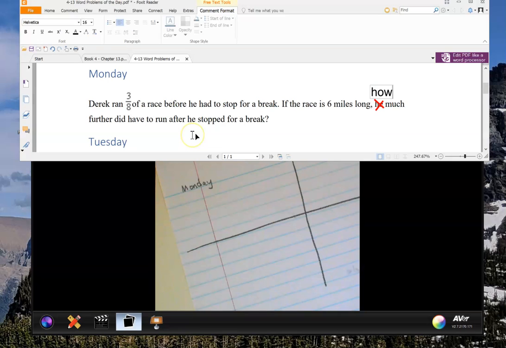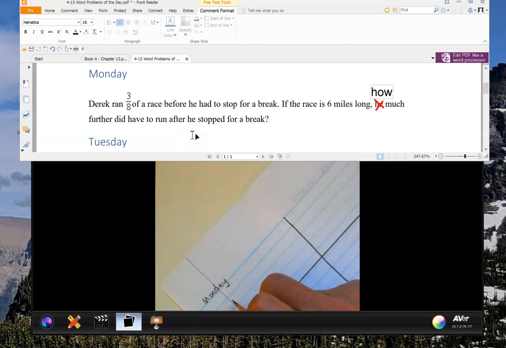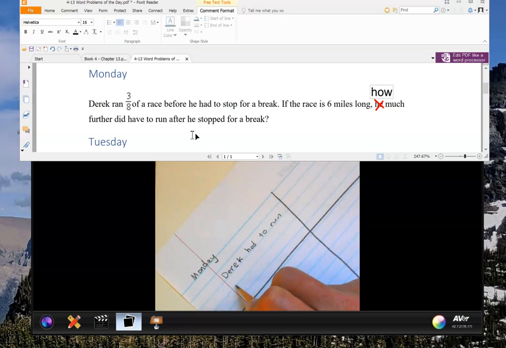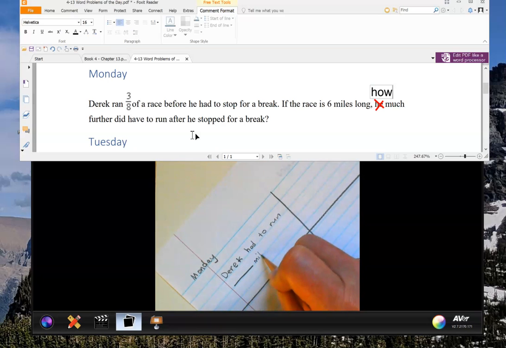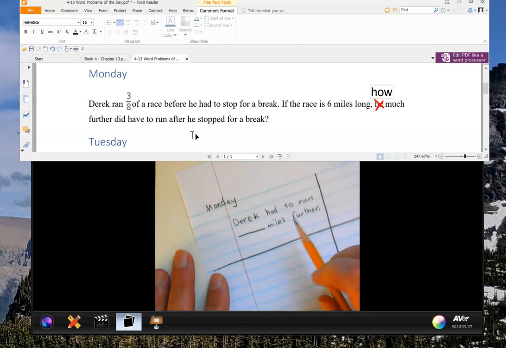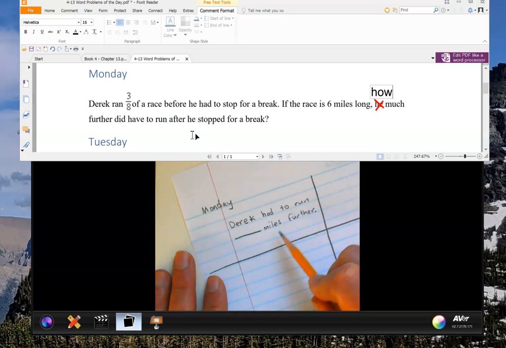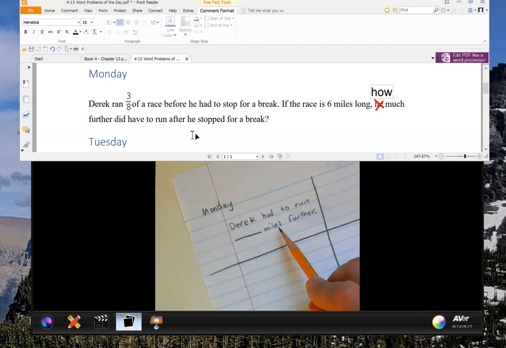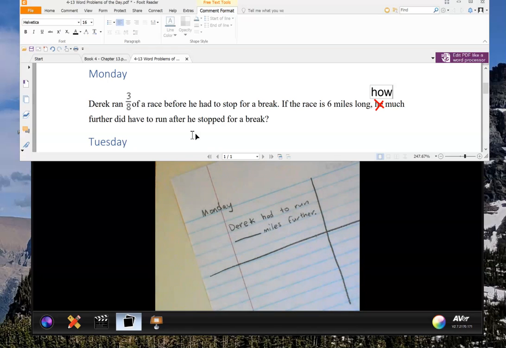I'm going to say that Derek had to run blank miles further. Keywords in this are going to be further, run, miles, Derek, or he. Either one is okay. Just make sure that you have some of these keywords in your answer sentence.